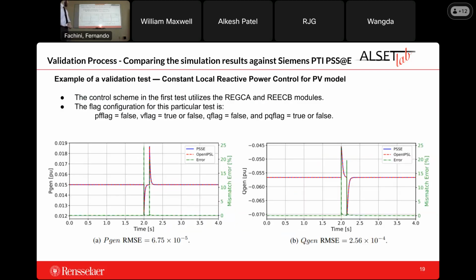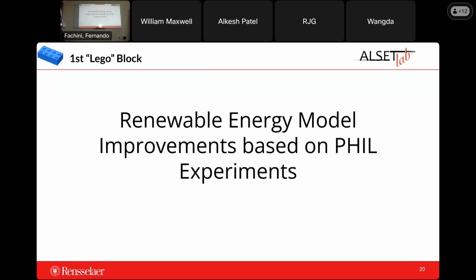And from the simulation results, we can clearly see that they're one on top of the other. OpenIPSL and PSSE are exactly the same. And the mismatch error is extremely small, with a root mean square error of 10 to the minus 5. And this was for a PV model using constant local reactive power control. So this was one of the many validation simulations that I had to run.